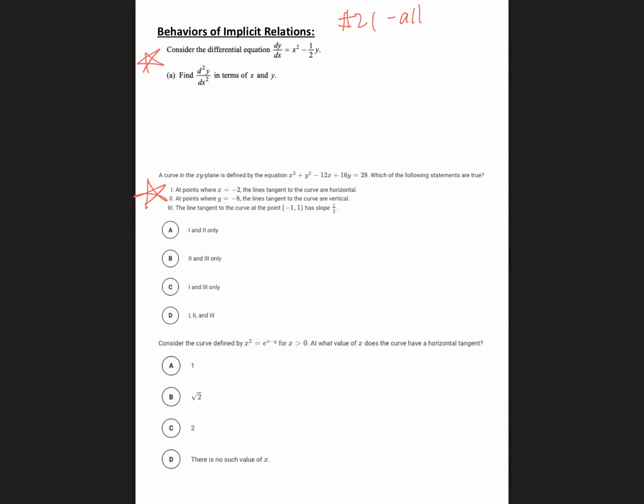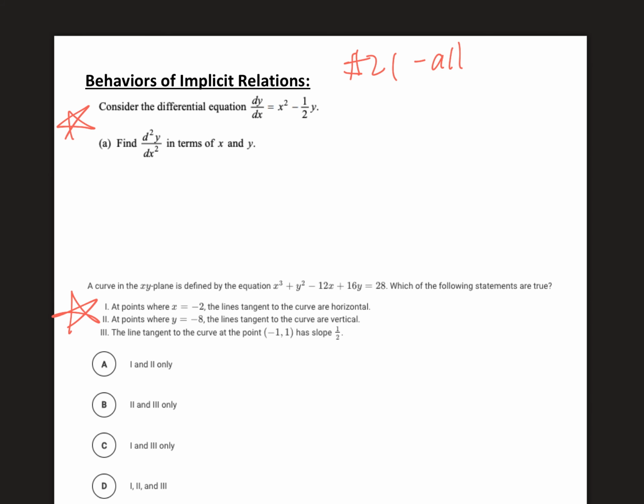All right, let's go to the first one. It says find the second derivative in terms of x and y. We're given the derivative already, so I have to find the derivative of this to get the second derivative. Let's start that work. I differentiate both sides, so on the left side I get the second derivative, equals the derivative of this whole thing. The derivative of x squared is 2x, the derivative of y is going to be minus dy/dx, and the derivative of 1/2 y is just 1/2.